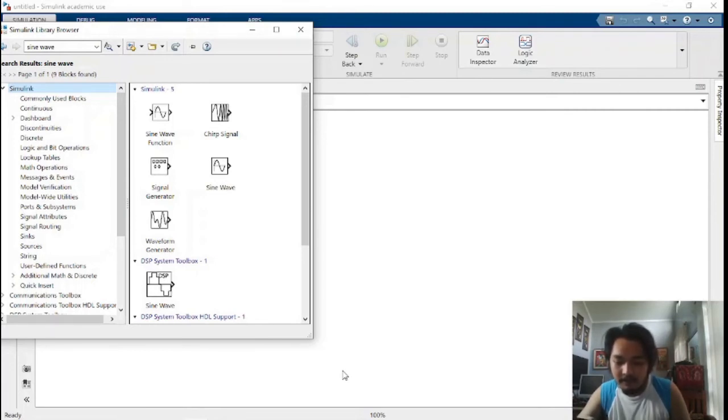So the procedure is, step 1 is to create a new Simulink model of an ASK modulator shown below. So now I will be creating the Simulink model for the ASK modulator.